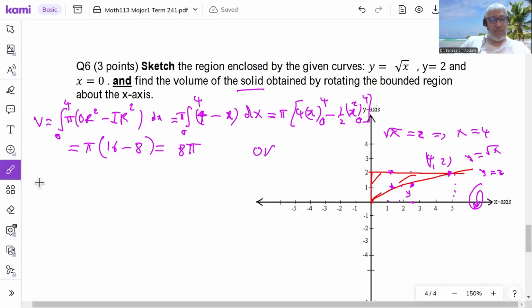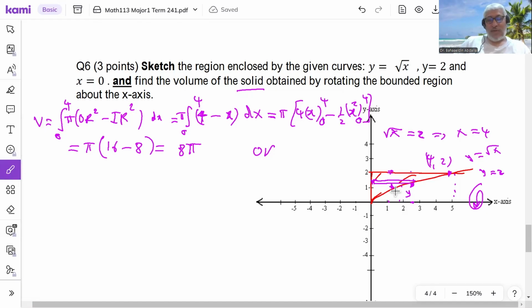And if I use a horizontal rectangle, then this rectangle would be parallel to the x-axis, the axis of rotation. So this is not the method of disk and washer, it is the method of cylindrical shells, because when I rotate this rectangle about the axis of rotation, I'll get a cylinder, okay? A cylinder like this. So this is the method of cylindrical shells.